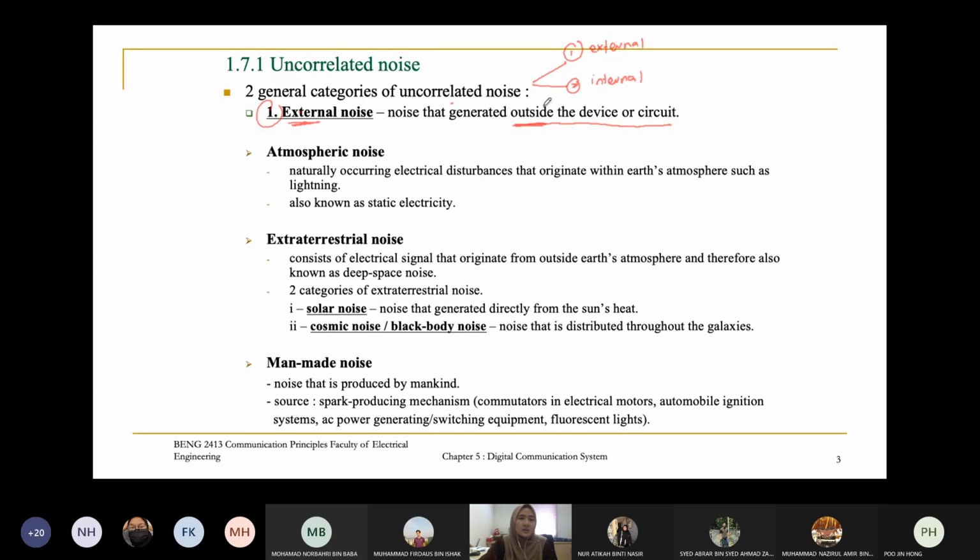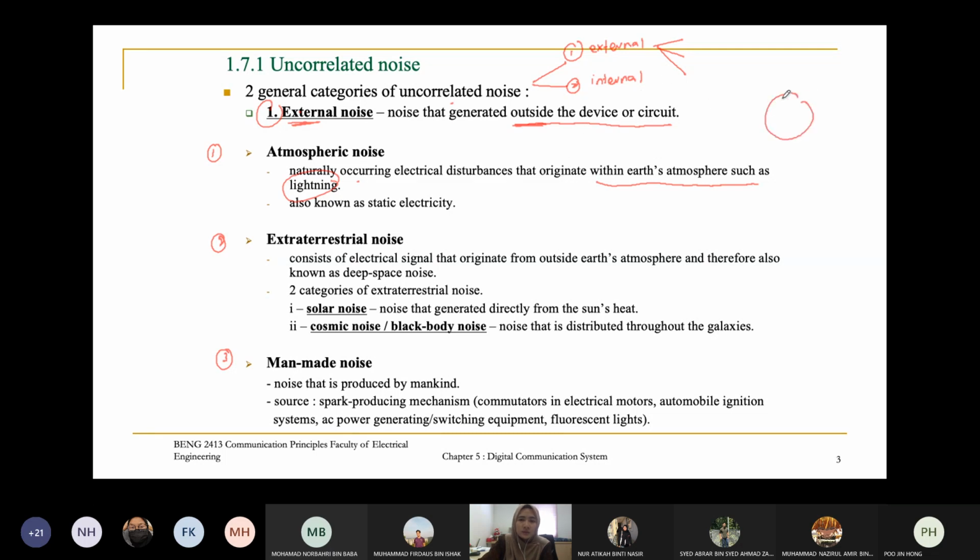So external noise can be further divided into three: 1, 2, and 3. Okay, so external noise can be divided into atmospheric noise, extraterrestrial noise, and the third one is man-made noise. So what is atmospheric noise? If you look here, atmospheric noise is a naturally occurring electrical disturbance that originates within the Earth's atmosphere, such as lightning.